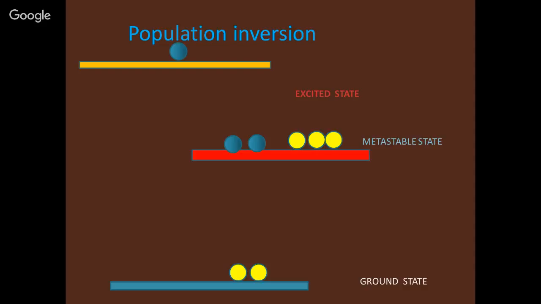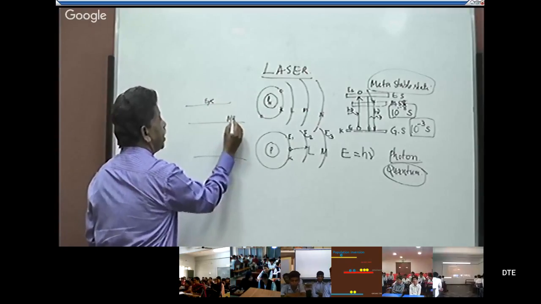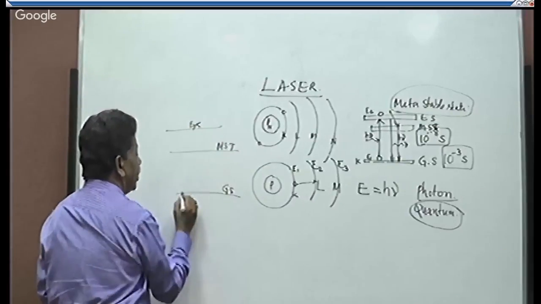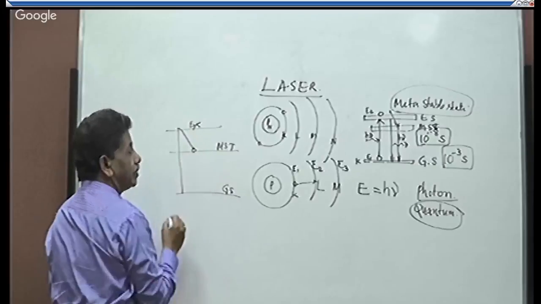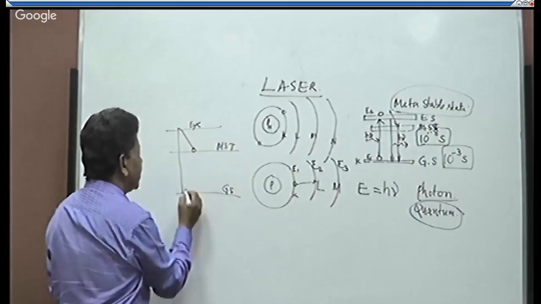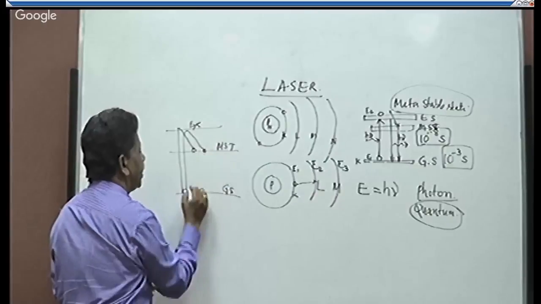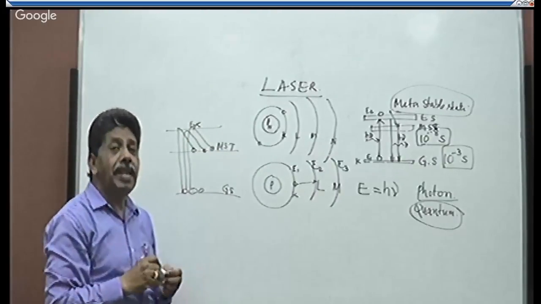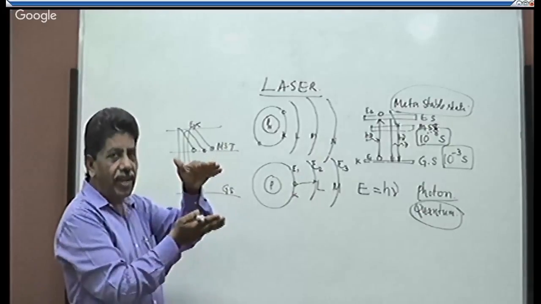so not only one electron transits, there will be many electrons transiting at a time, which leads to several photons. Let me explain it on the board. Here, this is the excited state, this is the metastable state, and this is the ground state. We cannot take the electron to the metastable state directly, it is impossible. Whereas more and more electrons are taken up, that means we are stocking the electrons in the metastable state.